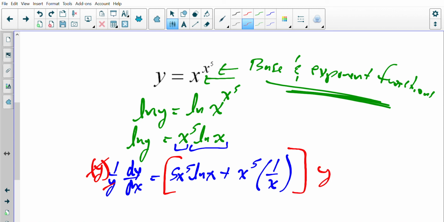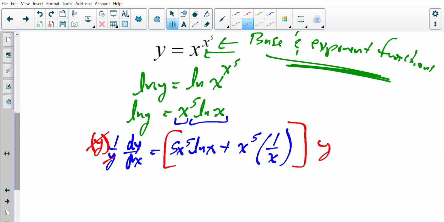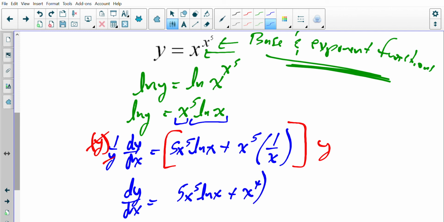Well, one good thing is it's not nearly as painful to write out because your y equals here are usually not very complicated. Here would be your final answer then. dy dx would equal 5x to the fifth ln of x. x to the fifth over x is just x to the fourth, if you want to tidy that up.